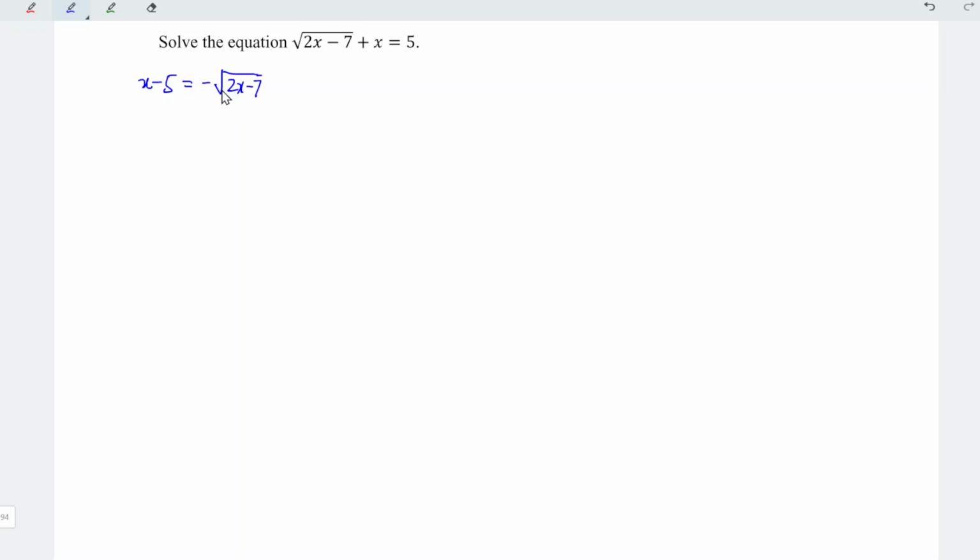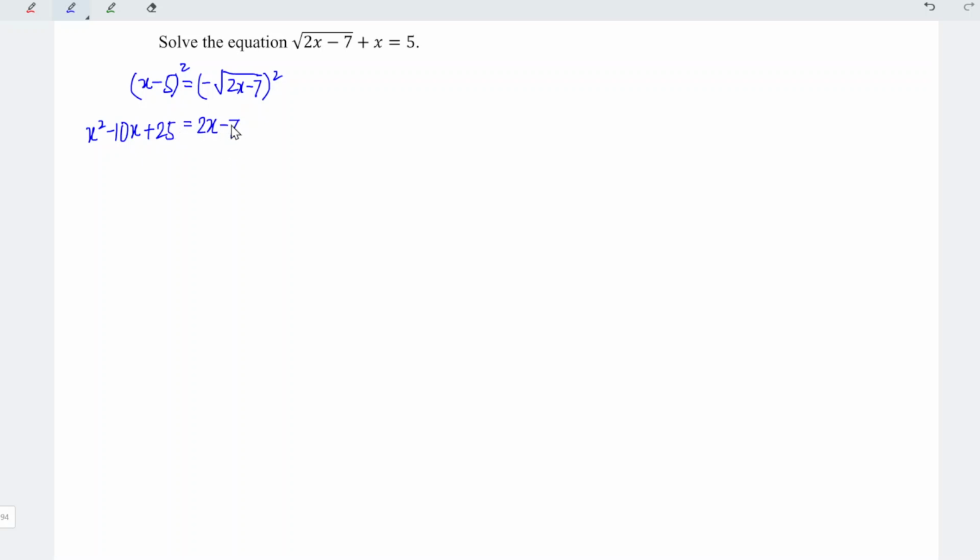To remove the square root, the best way is to square. So we should square both sides. When we square a negative, we obtain a positive. Square root and square offset each other, we are left with 2x minus 7. Squaring the left hand side, we have x squared, minus 5 times 2, minus 10x, minus 5 times minus 5, plus 25.